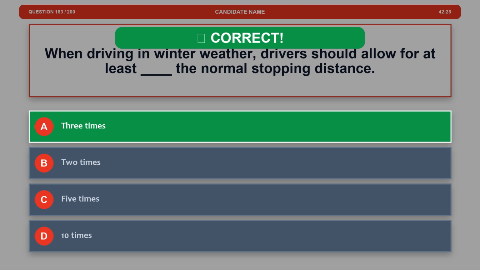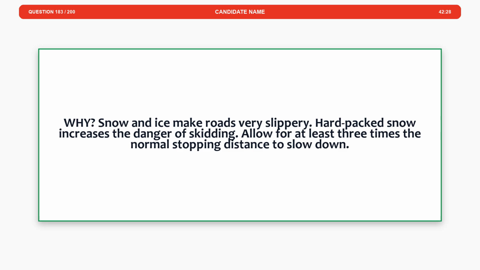The correct answer is option A, 3 times. Explanation. Snow and ice make roads very slippery. Hard-packed snow increases the danger of skidding. Allow for at least 3 times the normal stopping distance to slow down.